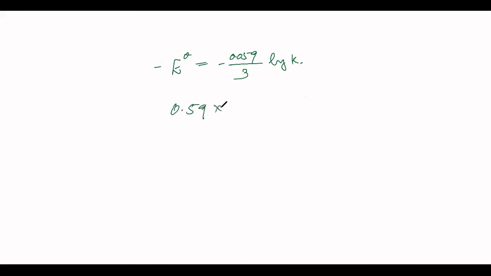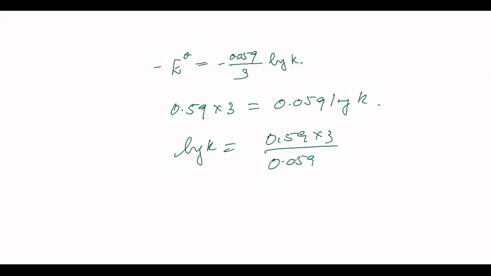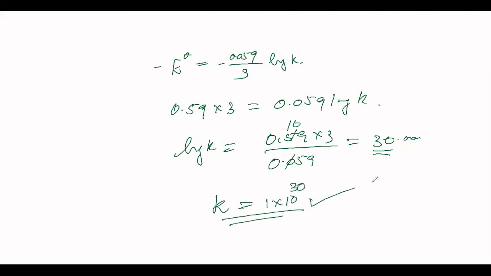Now E0, both the sides have negative, so you can put it as positive. 0.59 into 3 should be equal to 0.059 log K. So log of K should be equal to 0.59 into 3 divided by 0.059. So this will be 10, 10 into 3 becomes 30. If you take the antilog of this, you will get K. Actually, you are supposed to take 30.000. If you see the antilog at the 00 column, you will get it as 1. So 1 into 10 raised to 30. That is the value. So the correct option has to be option 3. Am I right?